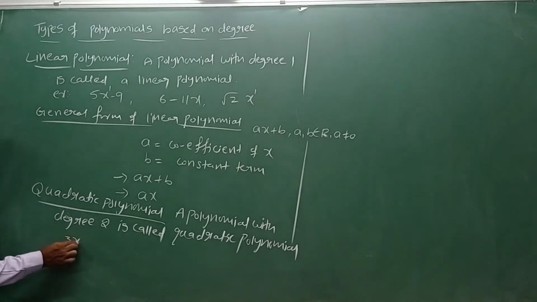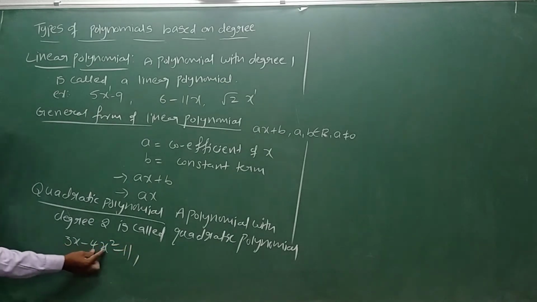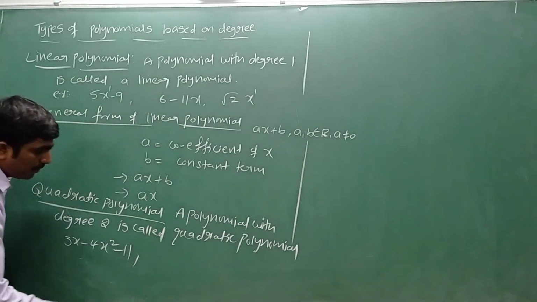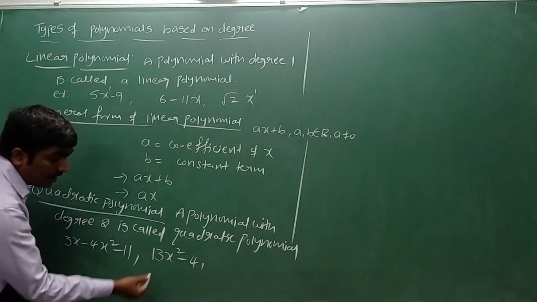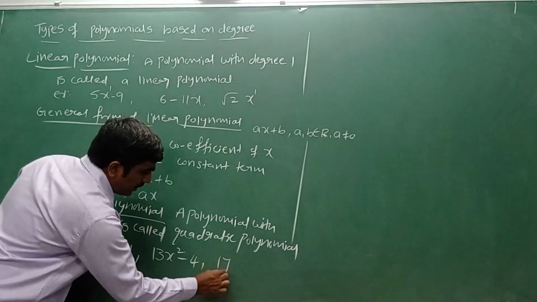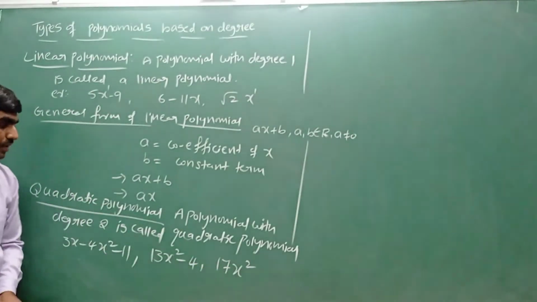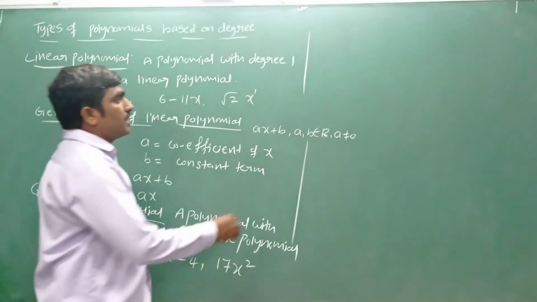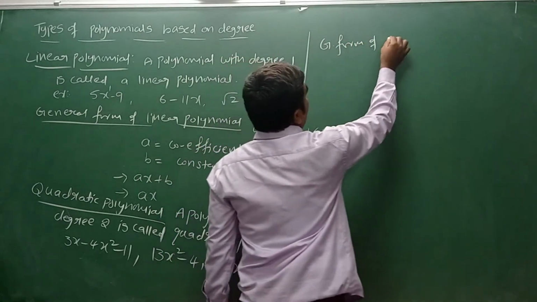Example, see, 3x minus 4x square minus 7. Yes, it is a polynomial where I can see the highest power is 2. Degree is 2. It is called a quadratic polynomial. Let me take 13x square minus 4. Even here I can see the highest power, the degree, is 2. So it is called a quadratic polynomial. Let me take 17x square. Yes, even here I can see the highest power is 2, degree 2. It is called a quadratic polynomial. Let's see what is the general form of a quadratic polynomial.